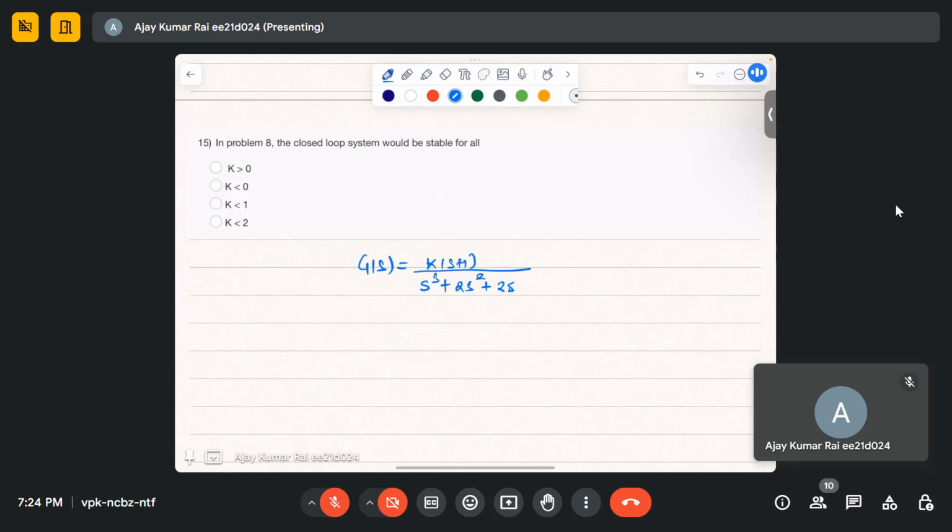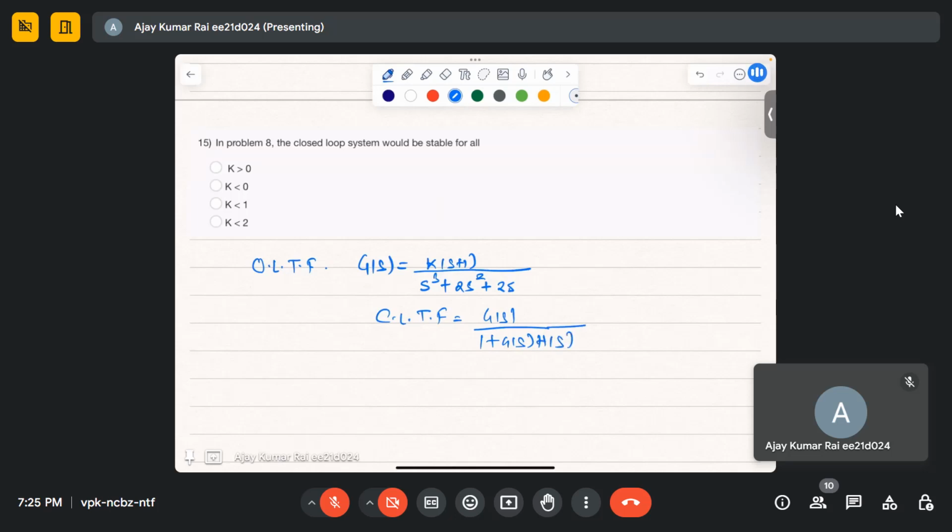How do we ensure this? First, what are the steps? How do we find the value of k? So this is the open loop transfer function G(s), and H(s) is 1. So we know the closed loop transfer function is G(s) by 1 plus G(s)H(s), right?